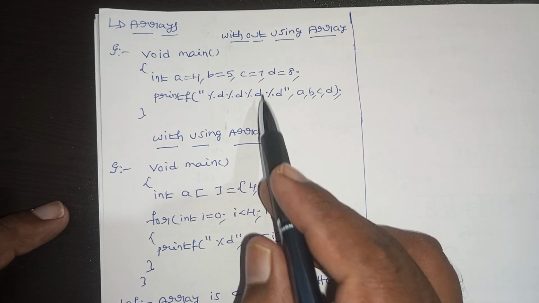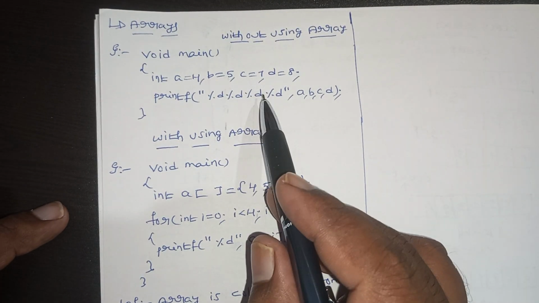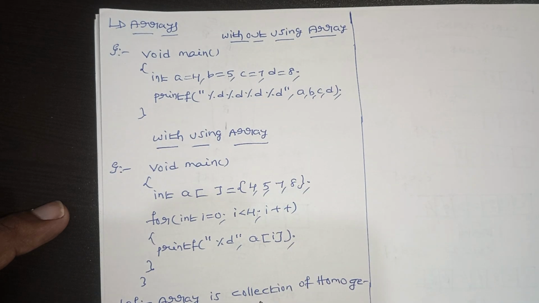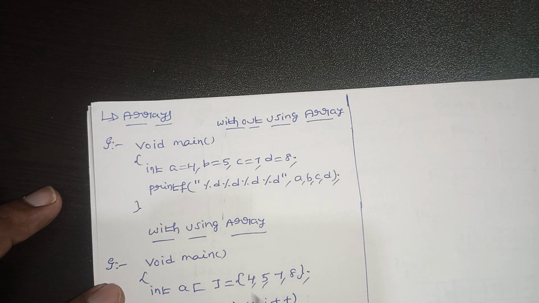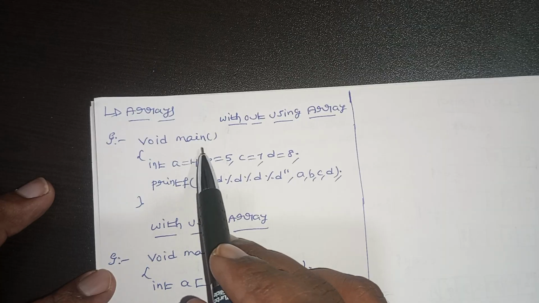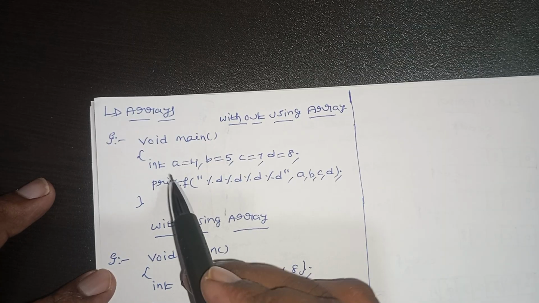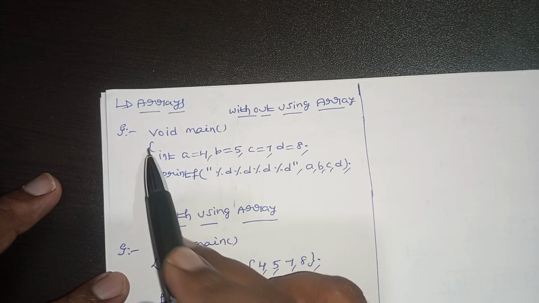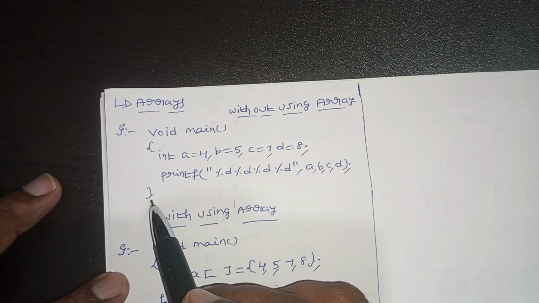When you identify the difference between these two programs, then you come to know what is the use of arrays, the arrays concept in the C programming language. Now see here, I am taking the main. Main is mandatory, that you know. Here is the opening and this is the closing of the program.